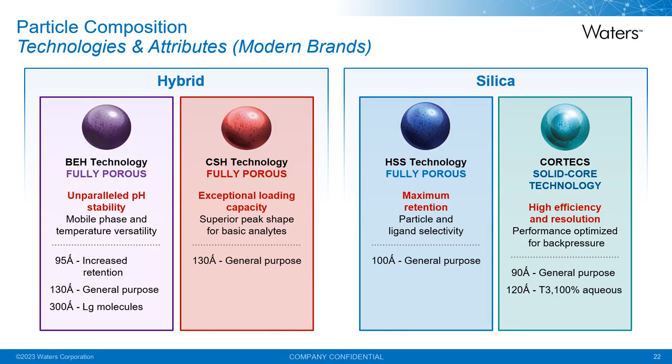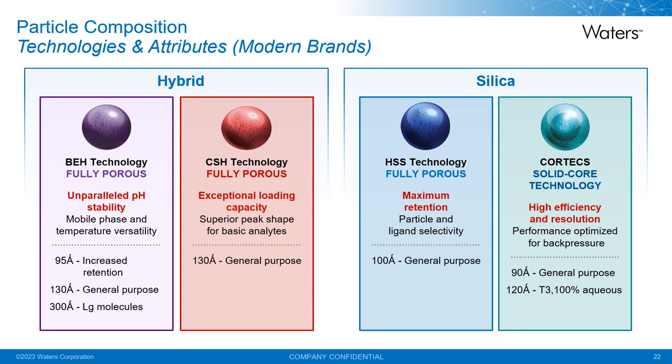CSH, or charged surface hybrid, is a fully porous hybrid particle that has a controlled positive charge, providing improved peak shape with bases at low pH, exceptional loading capacity. It's ideal for LCMS applications that use formic acid as an additive. HSS, or high-strength silica, is a fully porous silica particle that has high retention due to its high phase ratio. This HSS particle is used for Waters' most exotic bonded phases, such as the PFP and the cyano, for example.